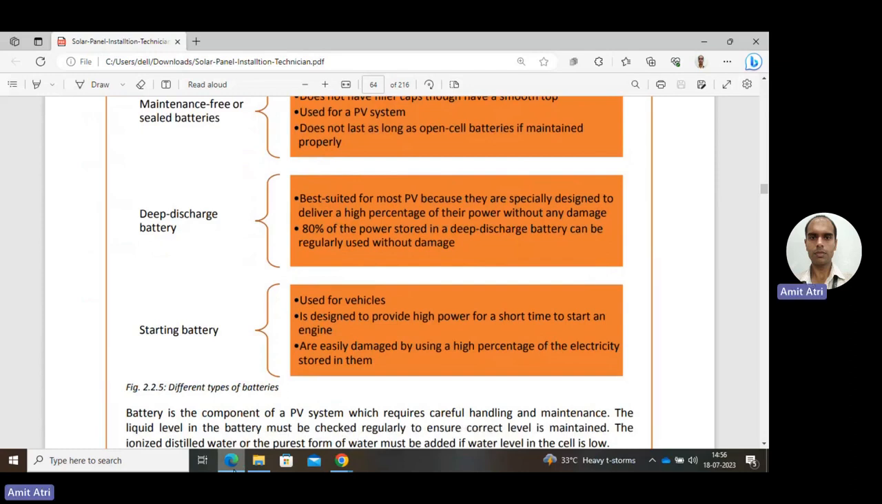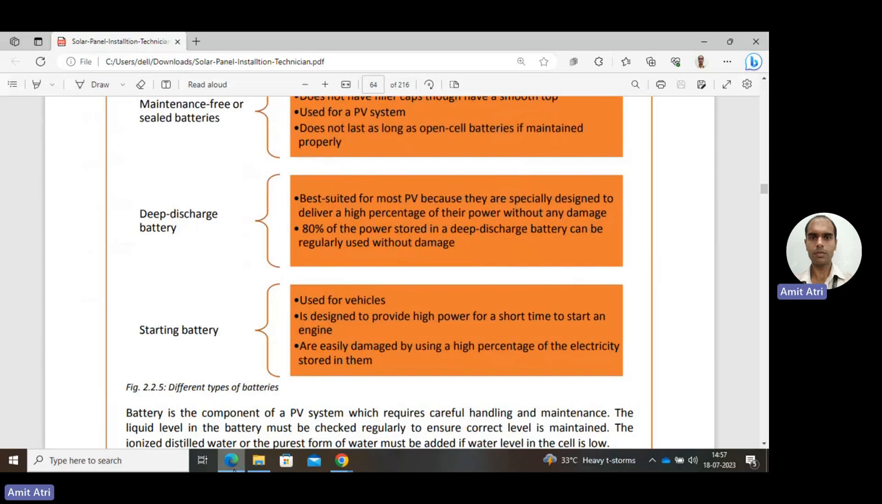To deep discharge battery. So these are suitable for PV applications, like in our case, because they are specially designed to deliver a high percentage of their power without any damage. There's 80% of the stored power that can be used, that can be supplied to the load.